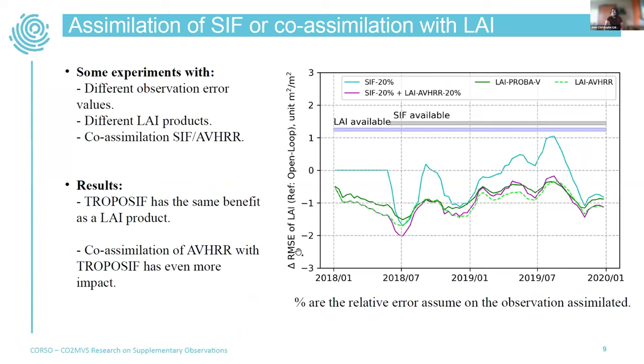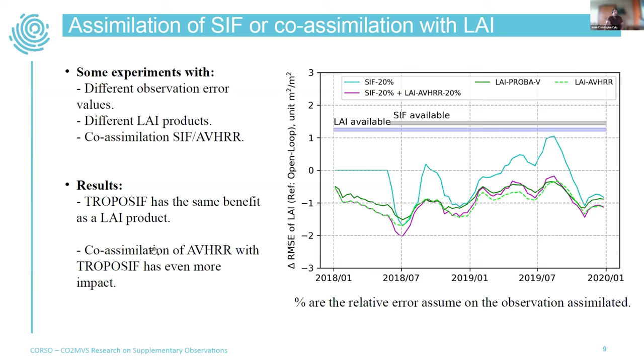After some experiments, we made an experiment using assimilation of SIF only at 20% relative error, and SIF plus LAI at 20% relative error. As you can see, the first thing is that assimilating SIF only gives quite a good impact compared to the open loop over the whole domain, while assimilating both SIF and LAI drastically improves the behavior. We have a very good RMSE on the LAI if we assimilate both data.